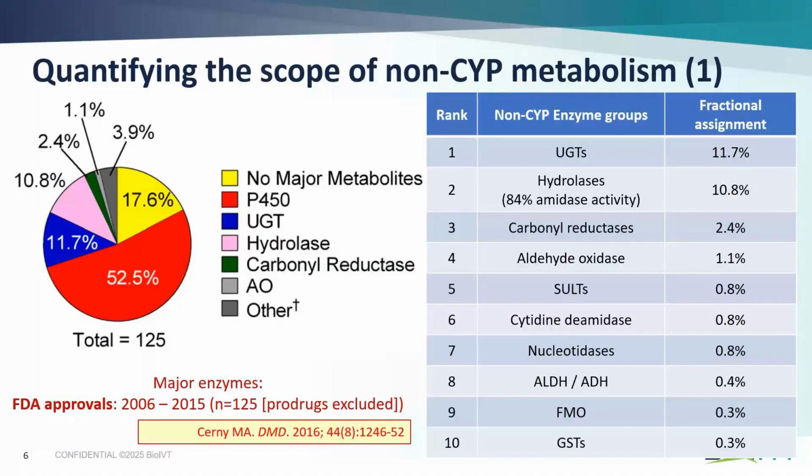So if you look at this graph, where Matt excluded the prodrugs, that drops us to 125 total for the entire period. And you'll see that about 18% had no major metabolites, probably more important by transport or just simply renal clearance. But if you look at number one, probably UGTs with about 12%, and then the hydrolases. And I should mention that about 84% of those hydrolases are actually amidase activities, right at 11%, followed by carbonyl reductases down at 2.4%. And then although a lot has been made about aldehyde oxidase in recent years, it's really only about 1%. So just a handful.